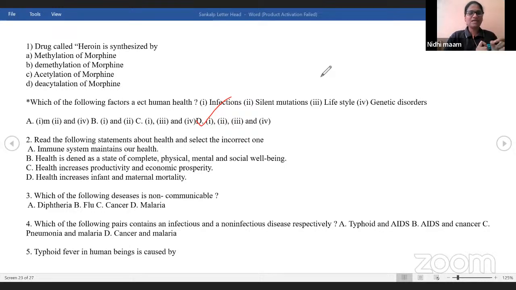Second question. Read the following statement about health and select the incorrect one. Read carefully. Read the following statements about health. A. Immune system maintains our health. B. Health is defined as a state of complete physical, mental and social well-being. Defined, not deemed. C. Health increases productivity and economic prosperity. D. Health increases infant and maternal mortality. So here you have to select the incorrect one. Which is the false statement about health?